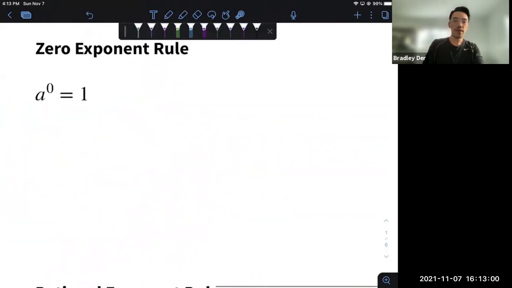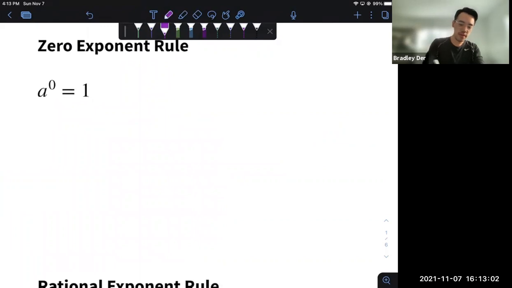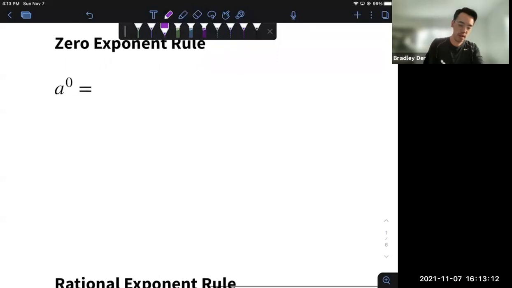How might we use that for an exponent of 0? I think you already know this rule, but just to really show where it comes from, let's rewrite that a to the 0 using a different exponent. Let's say m minus m. Certainly m minus m is equal to 0, so this should work out just fine.